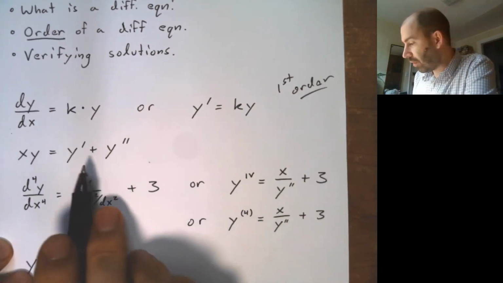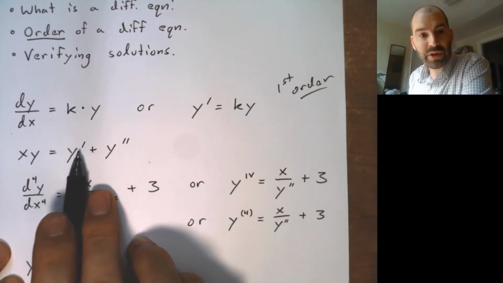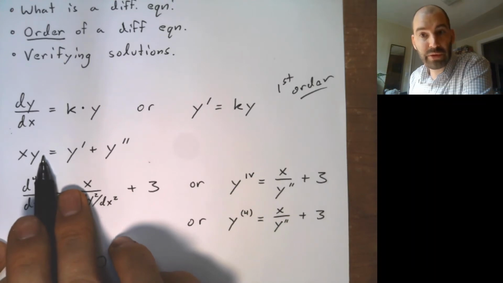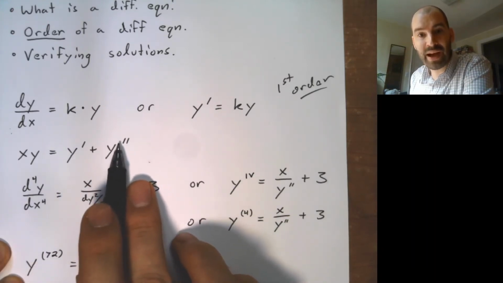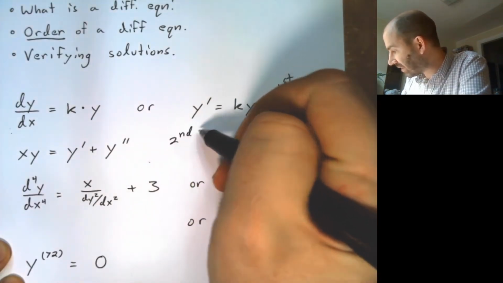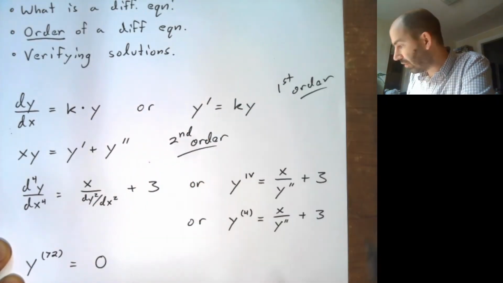Let's go to the second one. What's the highest derivative that appeared? Well, here we have the 0th derivative, first derivative, second derivative. Second is the highest, so that's an example of a second order differential equation.